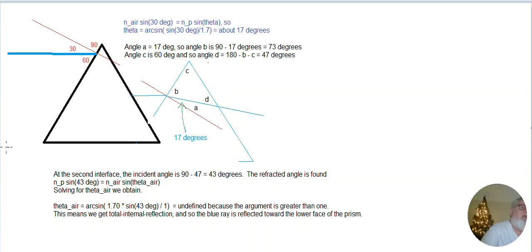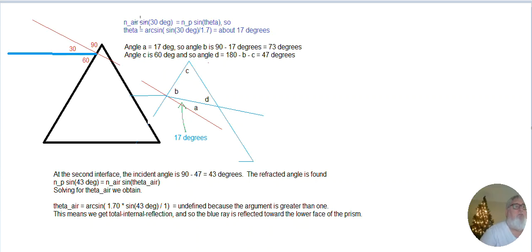Well, if this is horizontal and the base is horizontal, and this interior angle is 60 degrees, opposite interior angles are equal to each other, so this is also 60. Here's our perpendicular to the surface, and our incident angle is the angle the ray makes with that perpendicular. So if this is 60 degrees and the whole thing is 90, this has to be 30.